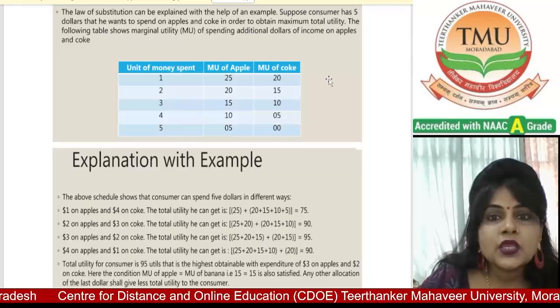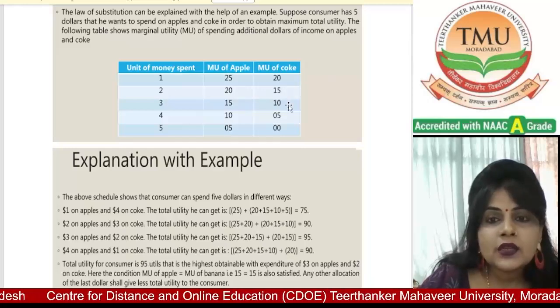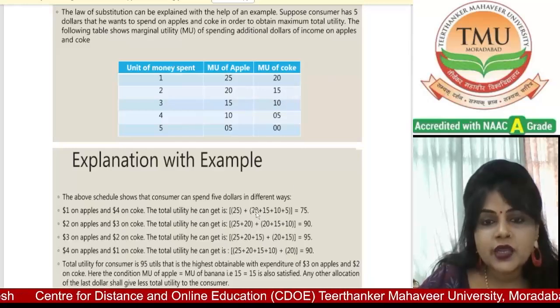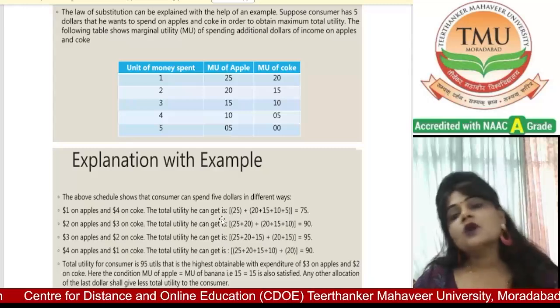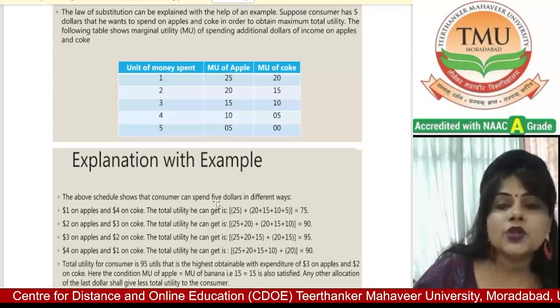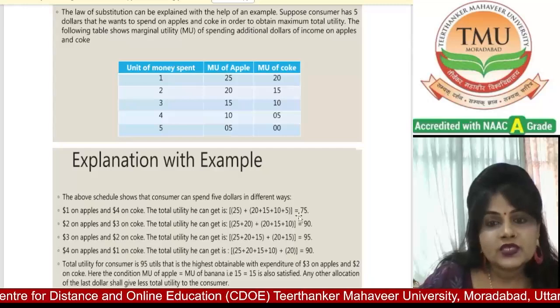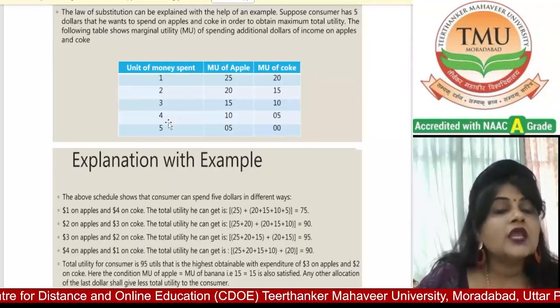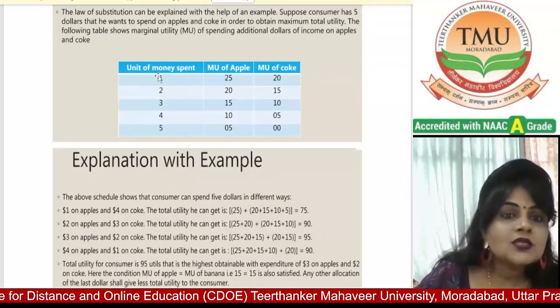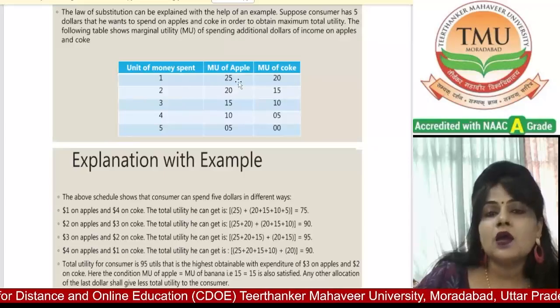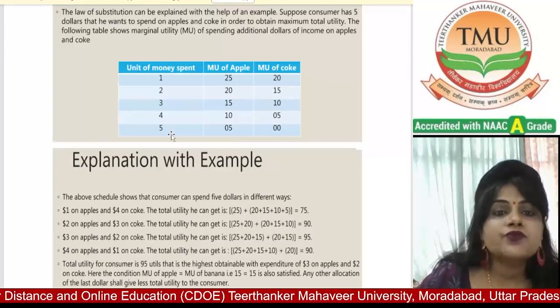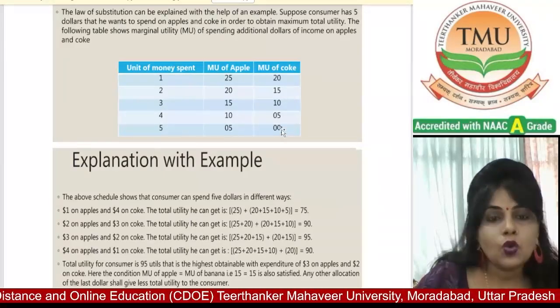So he gets 20, 15, 10 and 5. It is written here 20, 15, 10. Now the summation of the marginal utility gives the total utility, and he gets 75 if he takes this combination: $1 spent on the apple and the next $4 spent on the coke.